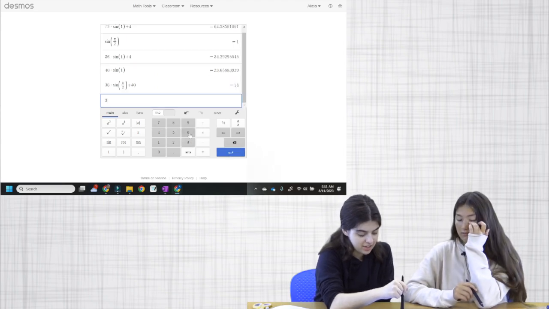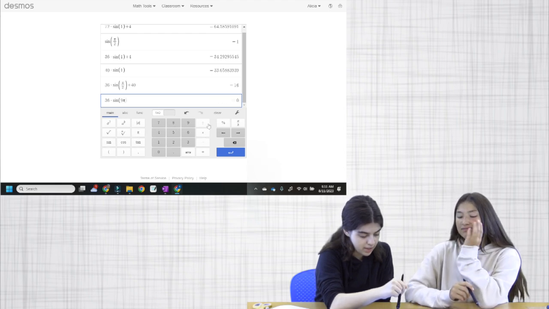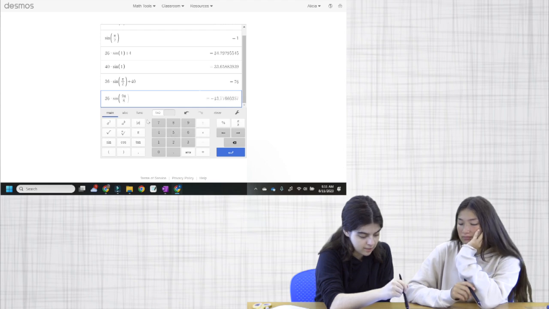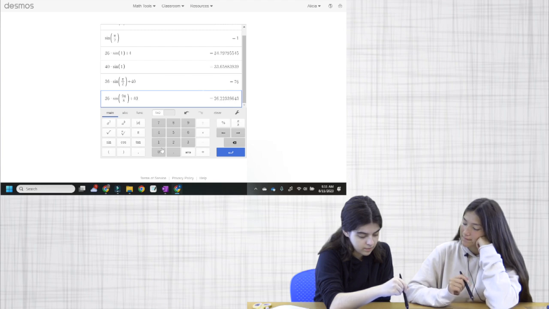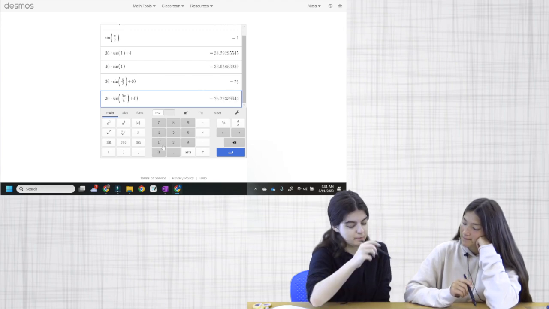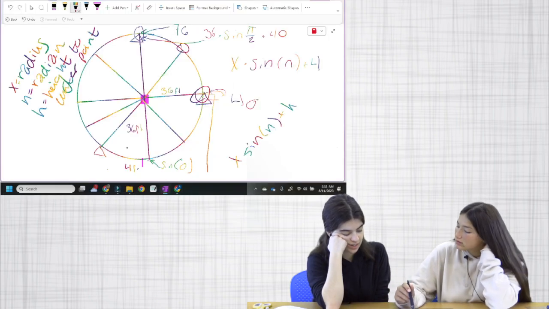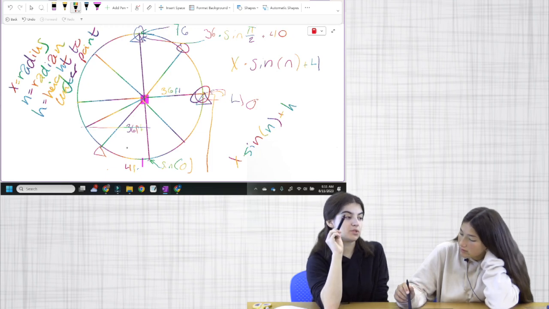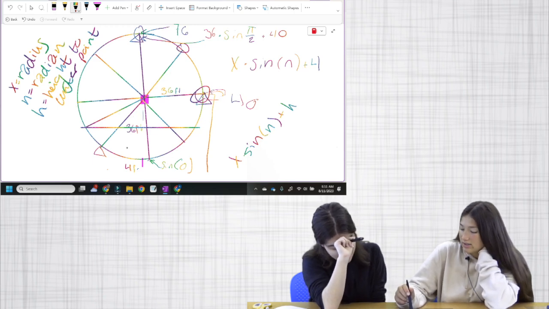Okay. 36 times sine of 9 pi over 8 plus 40 is 26.22. Does that sound correct? That's what we subtract because we're below the midline. I mean, that makes sense, because that's about halfway, actually, yeah.